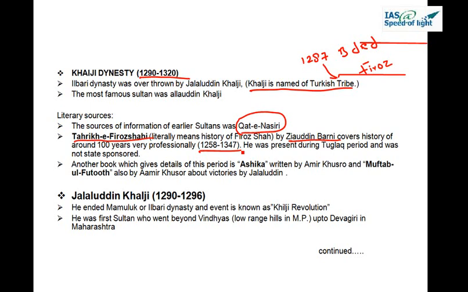Another important book which gives the details of this period is Ashiqa, written by Amir Khusro, and Miftah-ul-Futuh, again by Amir Khusro. Don't worry about all these books and authors, we will cover them in the memory part, and in a maximum of 5 to 10 minutes you will be remembering all authors, all books, everything.